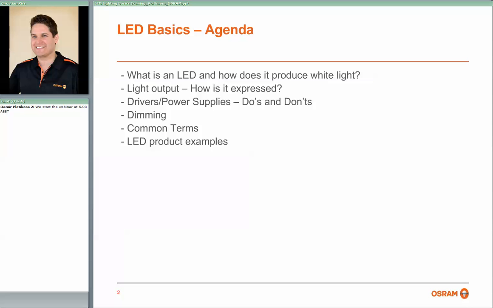Okay, so this is just the agenda or overview of what we'll be covering today. We'll go through some of the basics on the LED products. So what is an LED? How does it produce light? We'll talk about light output and how it's expressed. Then we'll go on to drivers, power supplies, do's and don'ts, little things that are critical for obviously getting LED products correctly matched up to the right power supplies. We'll talk about dimming, some common lighting terms, and then go on to a bit of LED product examples and so on.